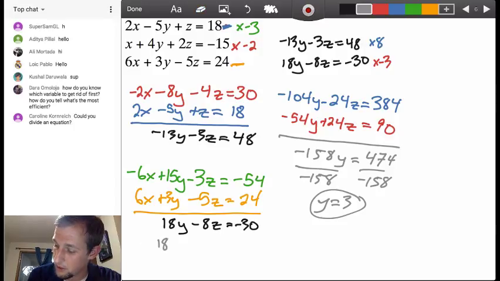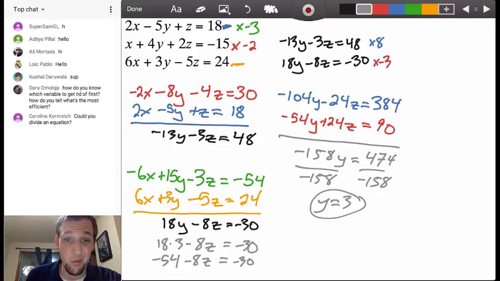So I'm doing 18 times 3 minus 8z equals negative 30. Multiplying, I get negative 54 minus 8z equals negative 30. I'm going to pretend I had a little more room for my math down there, and it looks like I get z equals negative 3.